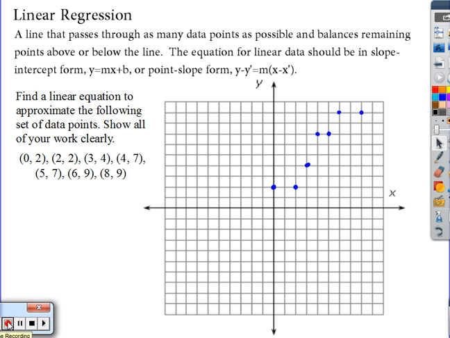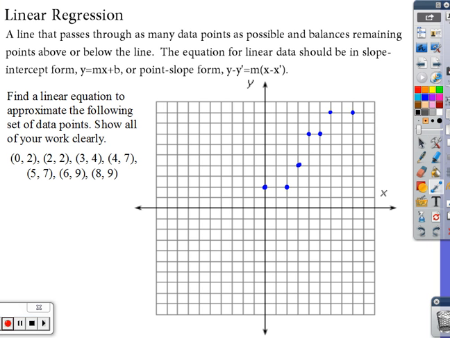Once you have the points plotted, what you want to try to do is draw a line that's going to fit the data set as best as possible. Again, this isn't 100% accurate when we're doing it by hand. You can always use your TI-83 and plug the points in and use the linear regression function of the calculator to get the exact answer. But you will be required to be able to do this by hand.